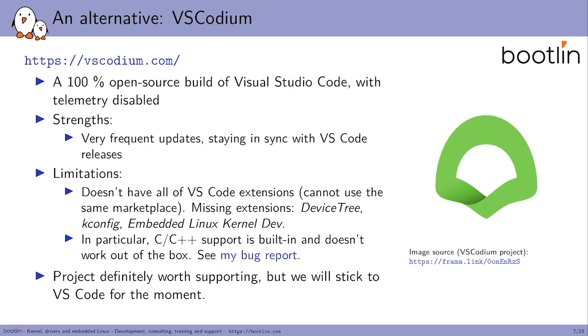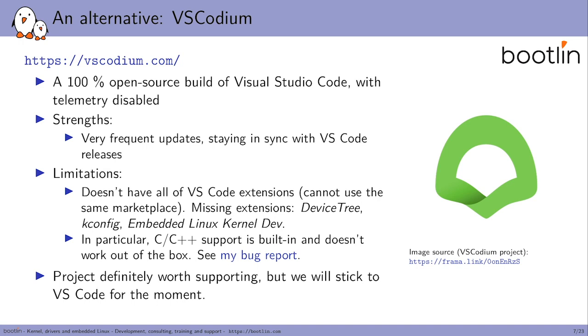So that's really impressive. It has limitations though, like it doesn't have all the VS Code extensions, as it cannot use the same marketplace, as I will explain in the next slides. It also missed some extensions I found under VS Code that I found useful for embedded Linux development, such as device tree, kconfig, embedded Linux, Linux kernel dev. And another issue was that C and C++ support is apparently built in according to the documentation, but doesn't work out of the box as it does with VS Code.